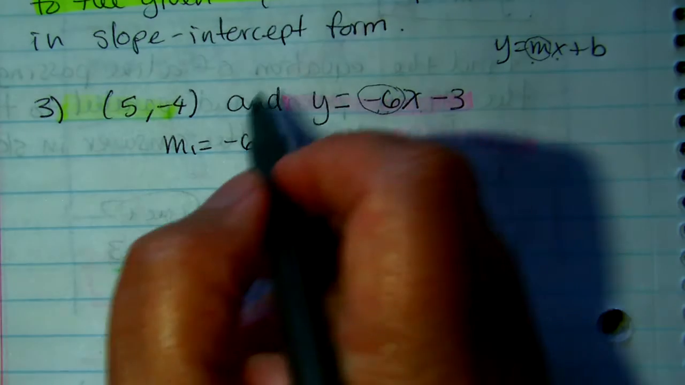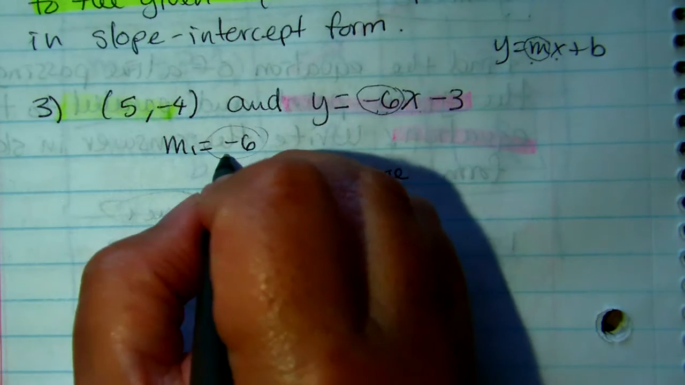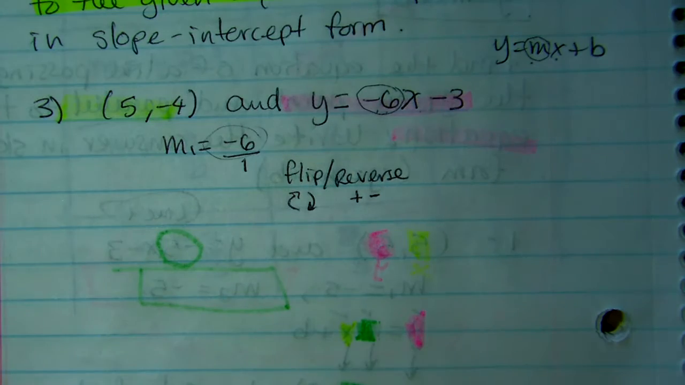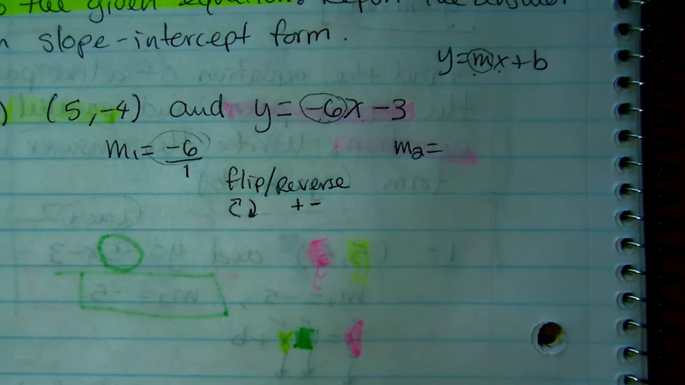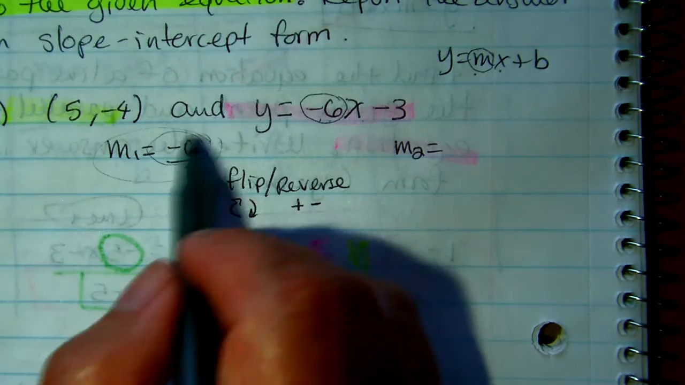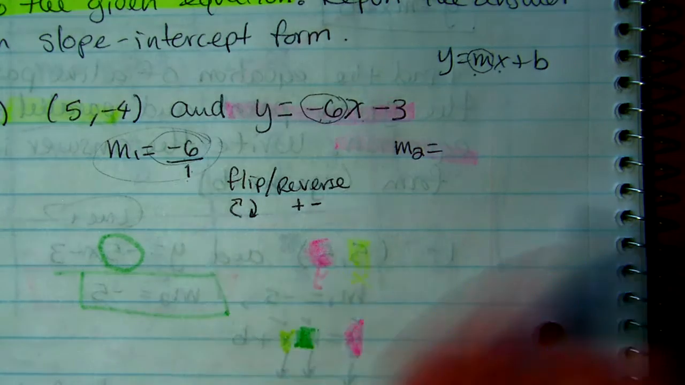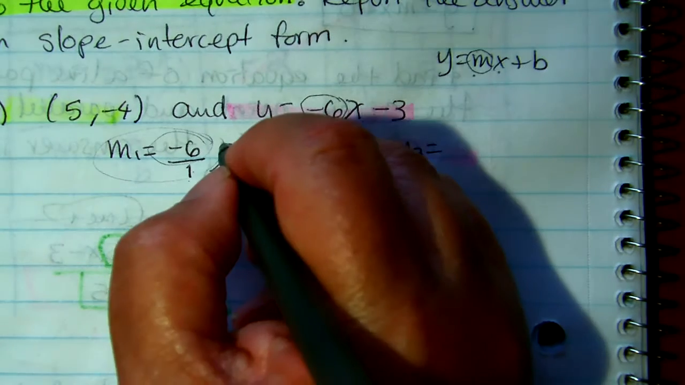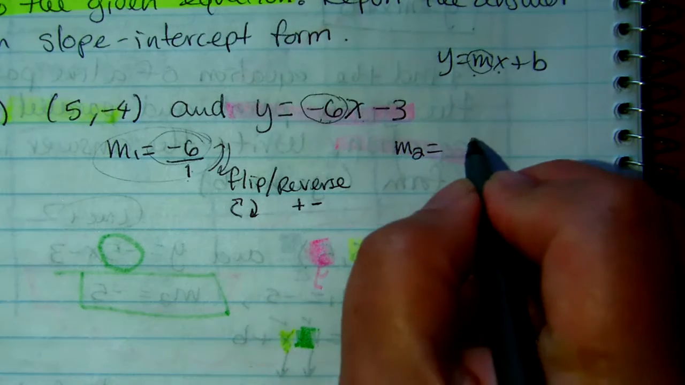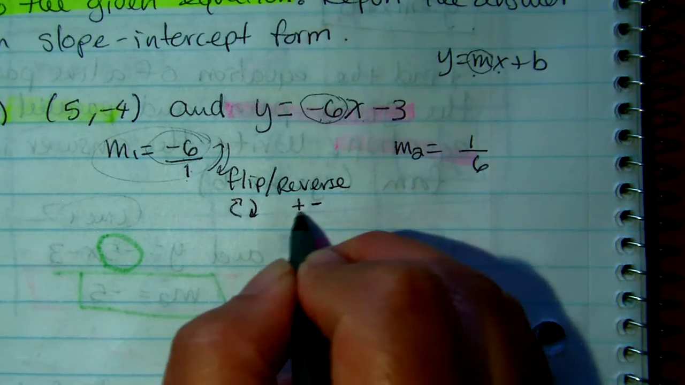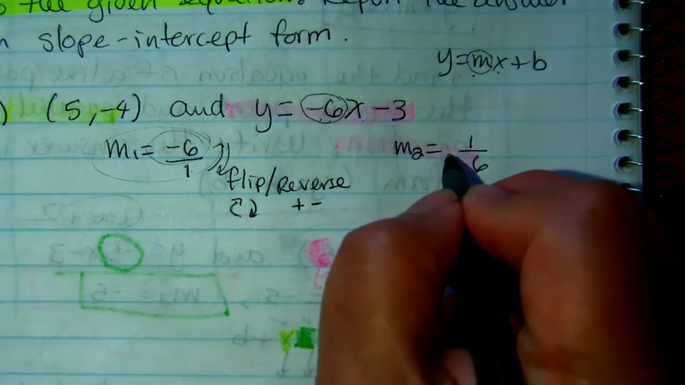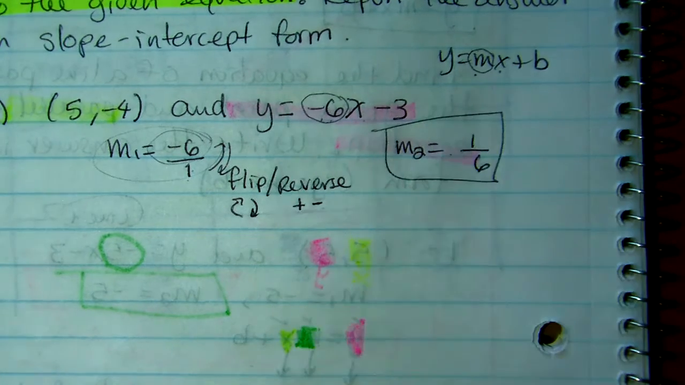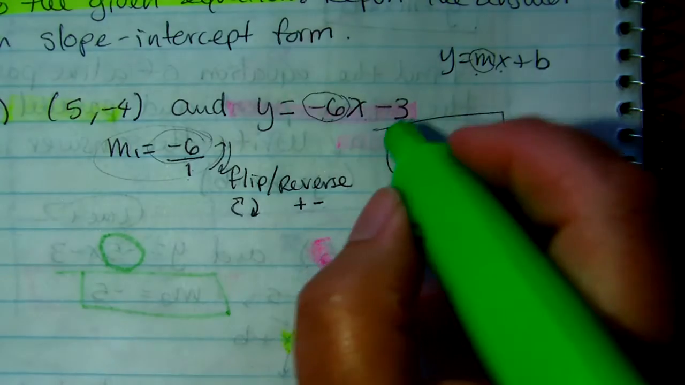So how do we flip this one right here? We have to write it over 1. So let's write the slope of the second line that is perpendicular. If this is the slope of the first line, you put it over 1, that way you can flip it. You flip these numbers and you have 1/6. And you reverse the signs. This one was negative, so now it becomes positive. And this is the slope that you're going to use for the process.